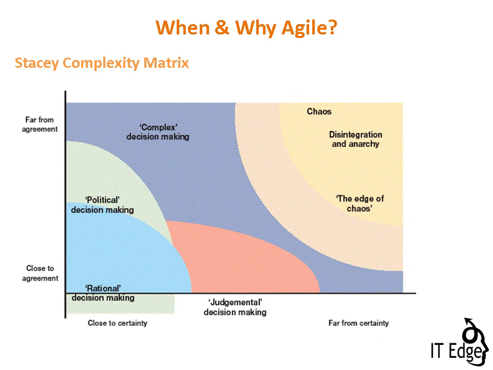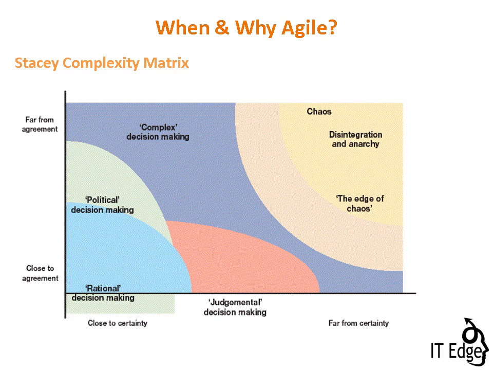The Stacey matrix proposed by Ralph Stacey allows users to make management decisions based on two criteria: the degree of certainty and the level of agreement. There are two axes. The horizontal x-axis represents certainty, and the vertical y-axis represents agreement.